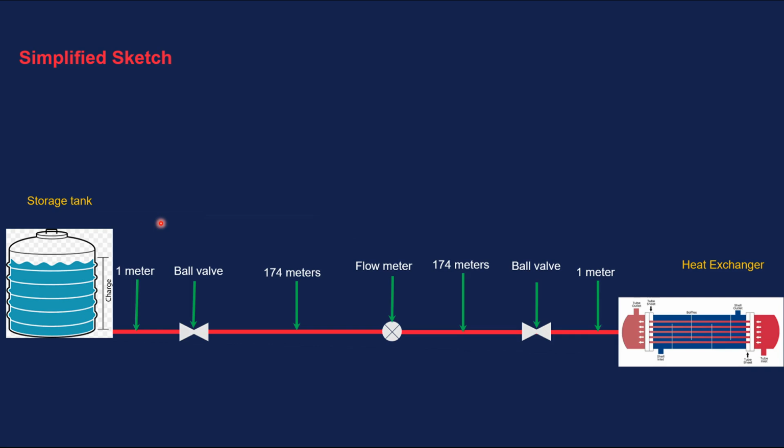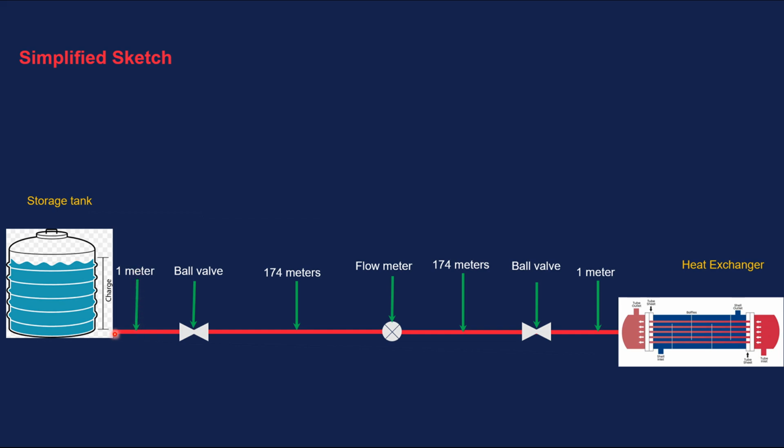Now, to model the pipeline with its fittings, we're going to break down that line into a few sections. As you can see here from the diagram, we've got the water storage tank and the heat exchanger. So in between those two unit operations, there will be a small section of pipe before we have an isolation valve. I just randomly chose 1 meter.